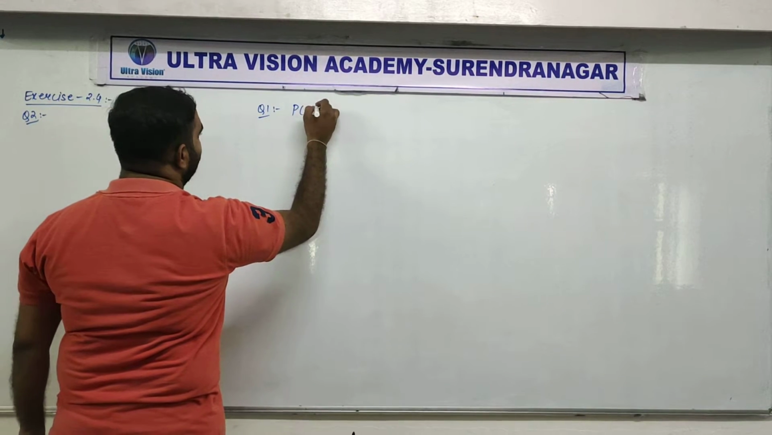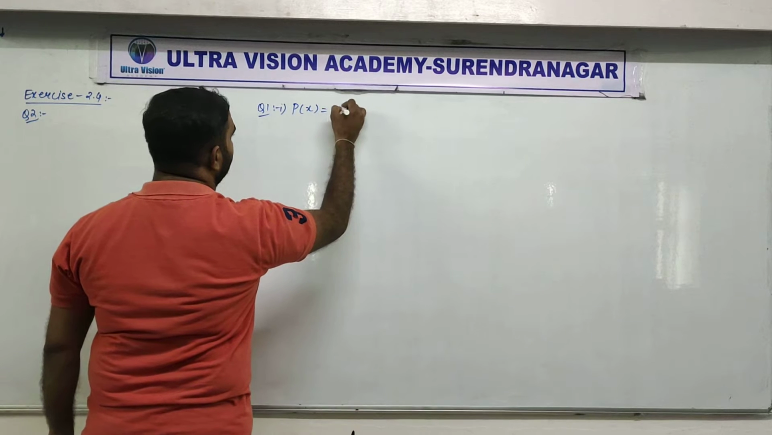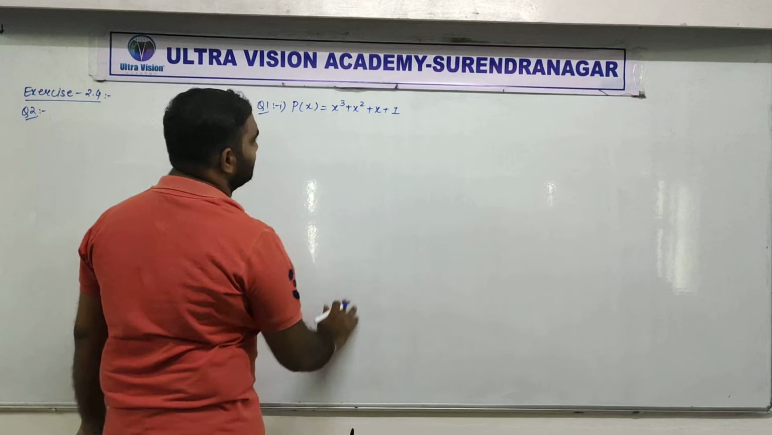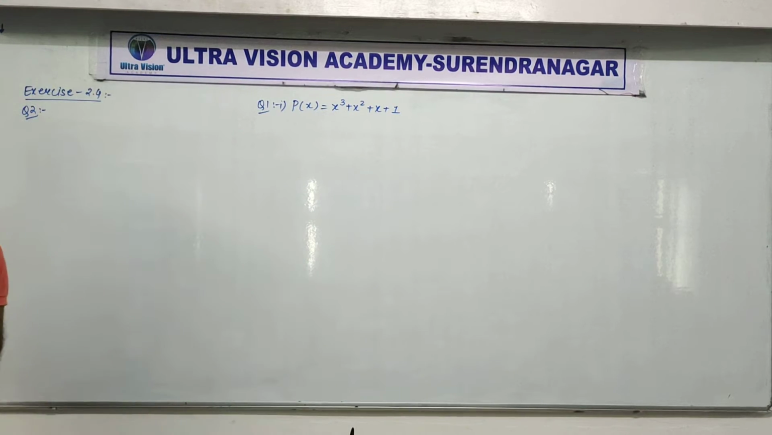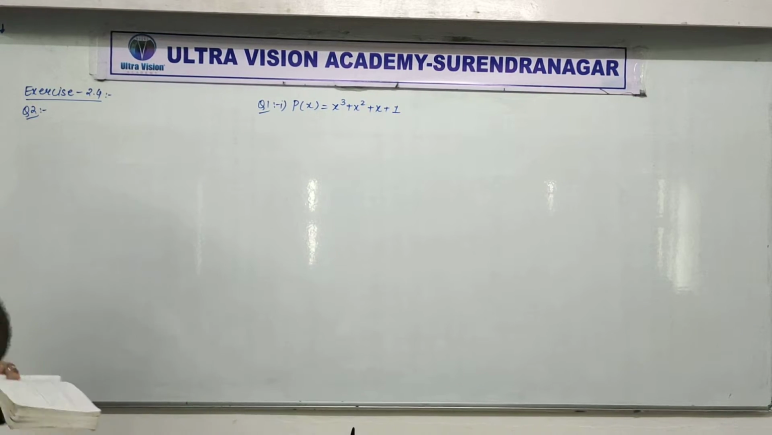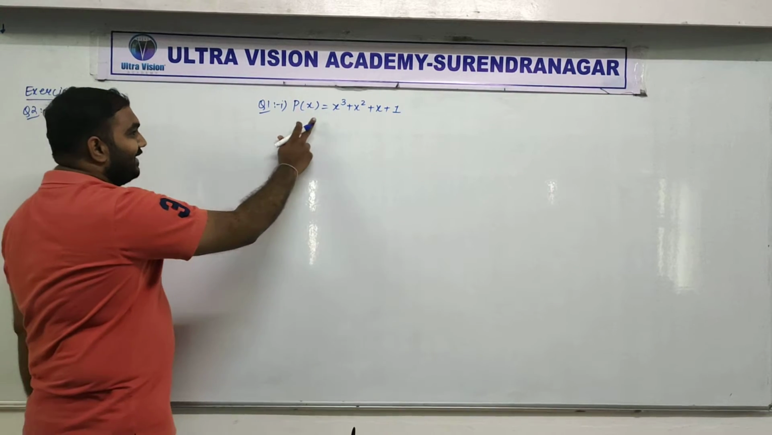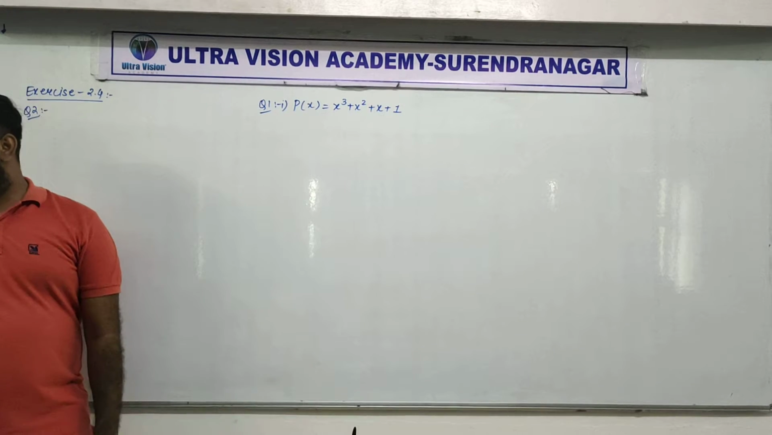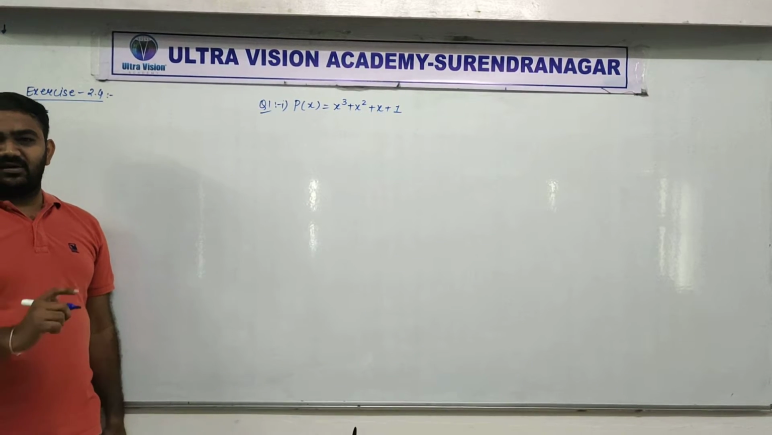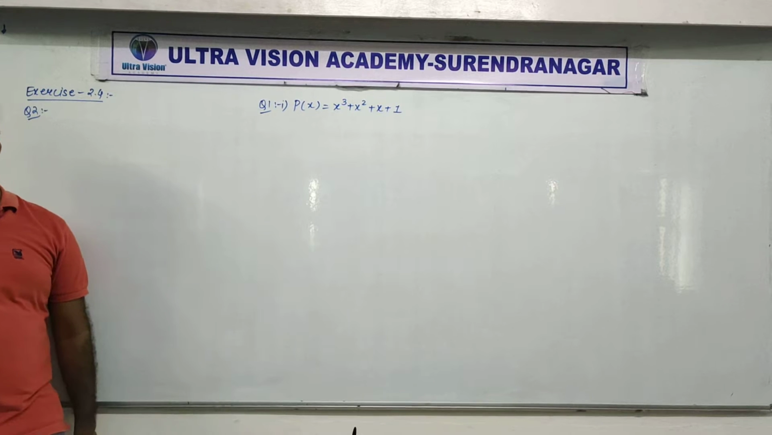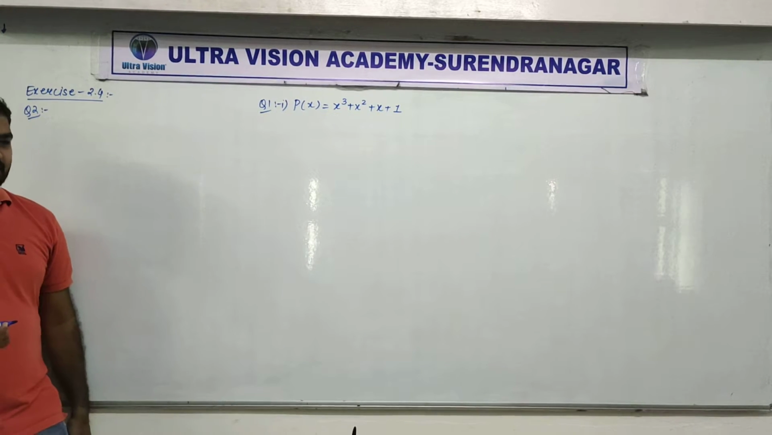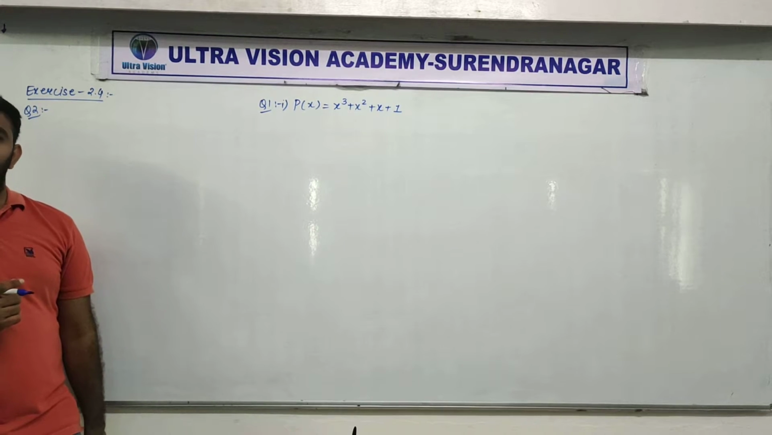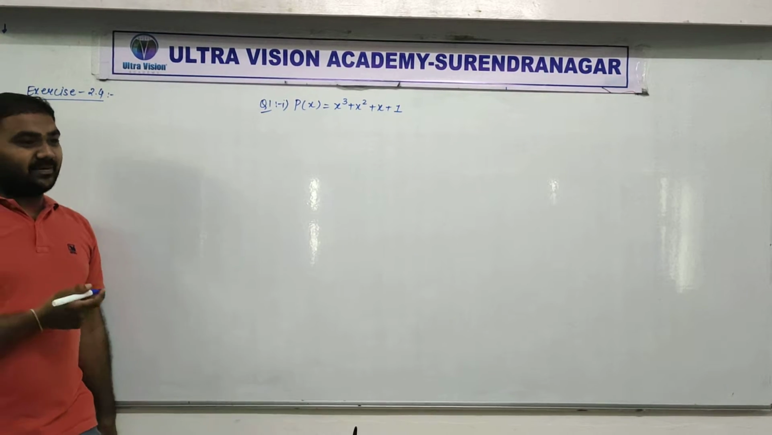In question 1, suppose there was a question that p of x is equal to x cube plus x square plus x plus 1. We check that this polynomial is having x plus 1 as a factor. How did we check? By simply finding out a plus b plus c plus d. If a plus b plus c plus d is equal to 0, then this will have a factor as x plus 1. Now, the second method.